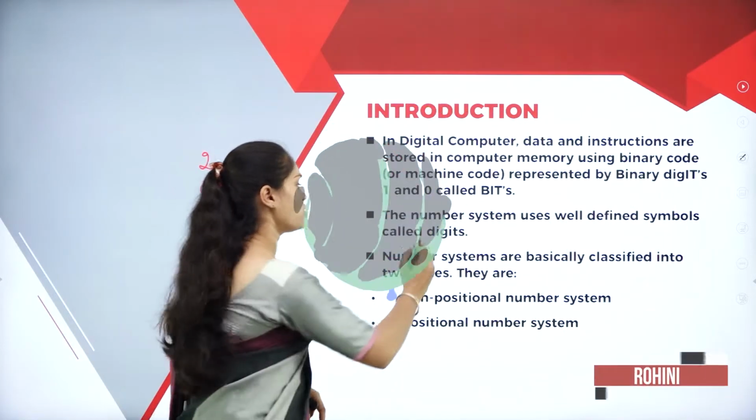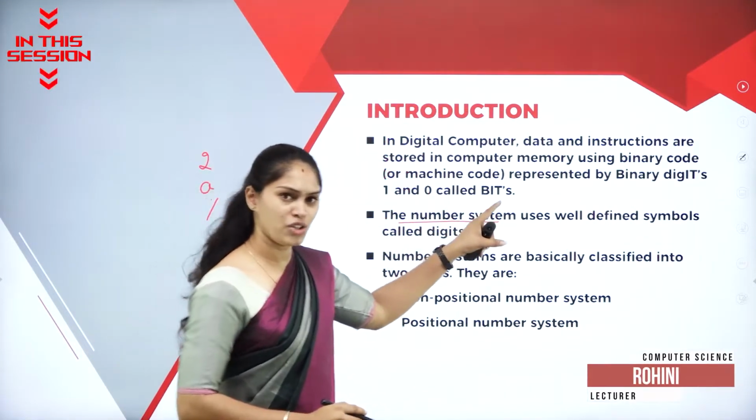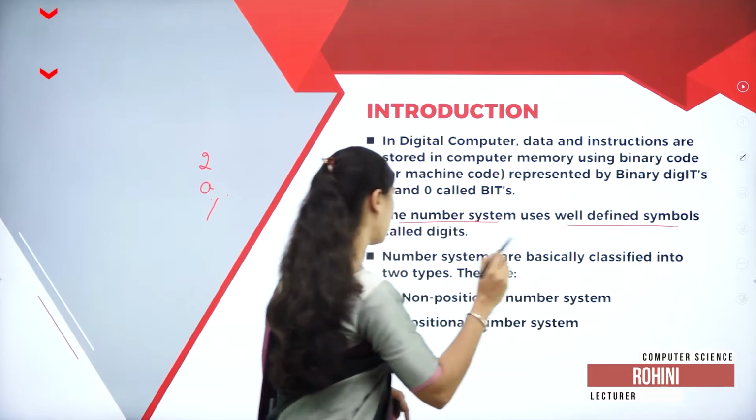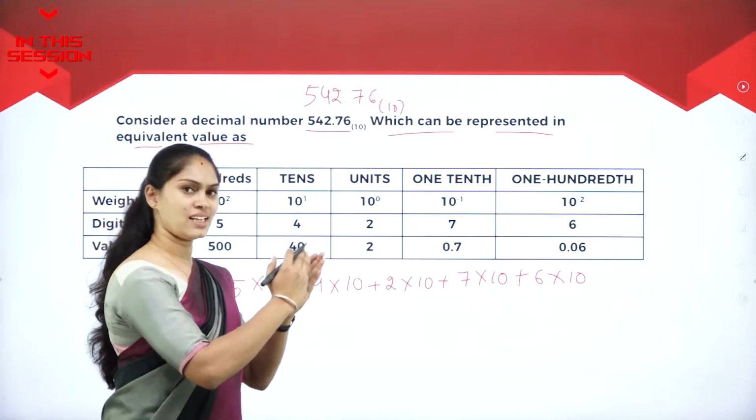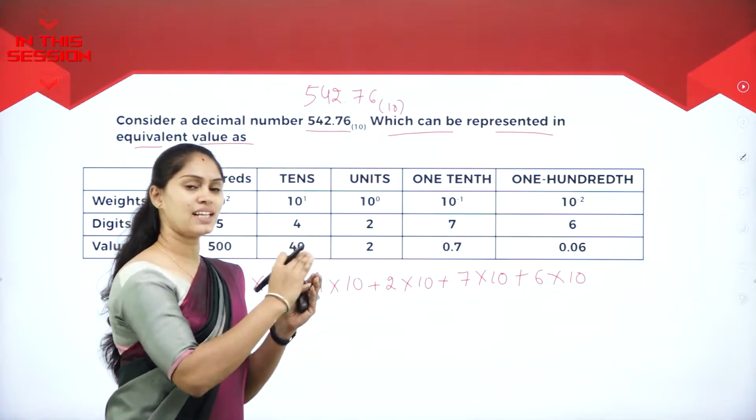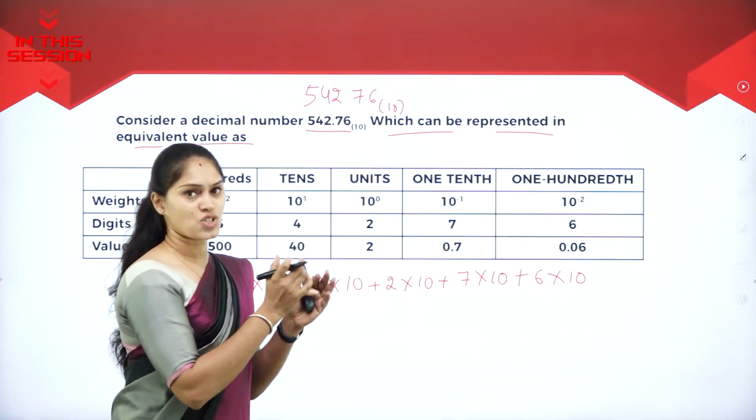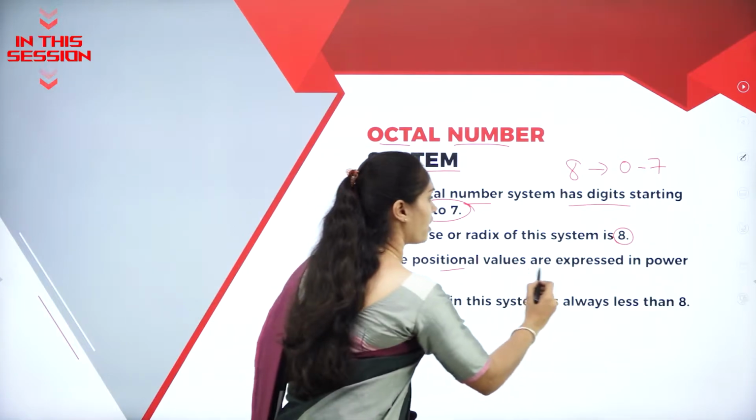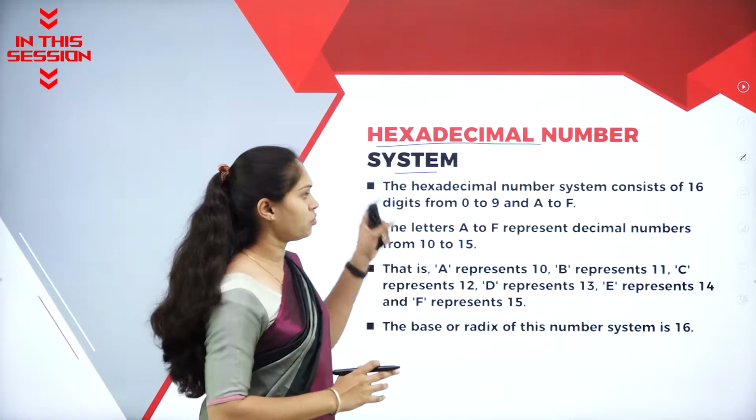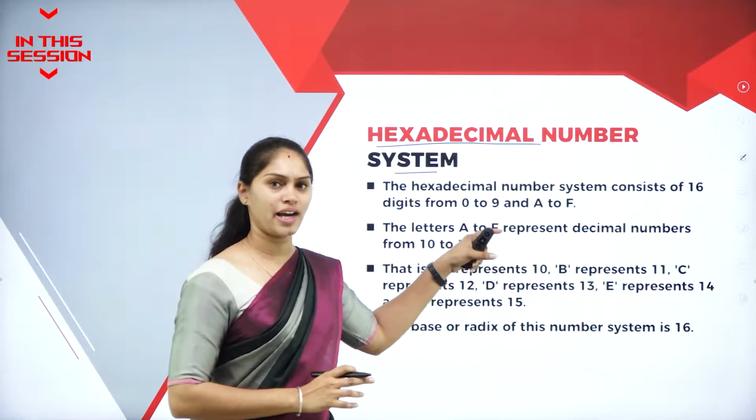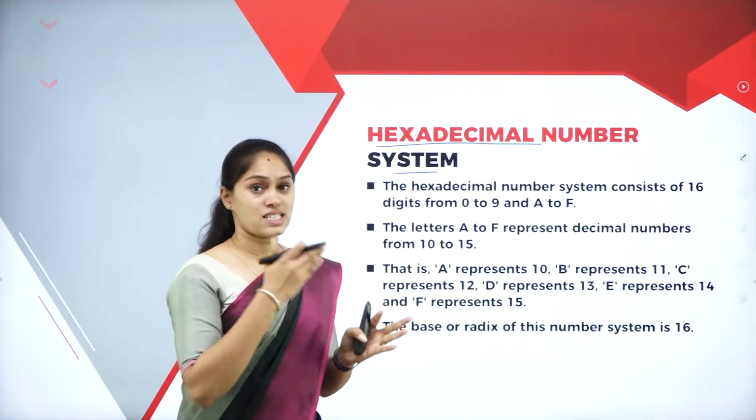So here when it comes to the number system, it is going to use a well-defined symbol that we call digits. Whatever is there on the right side of the decimal point will be considered as what? Fractional part. The positional values are expressed in the power of 8. In the hexadecimal number system, we are going to have 16 digits in total.